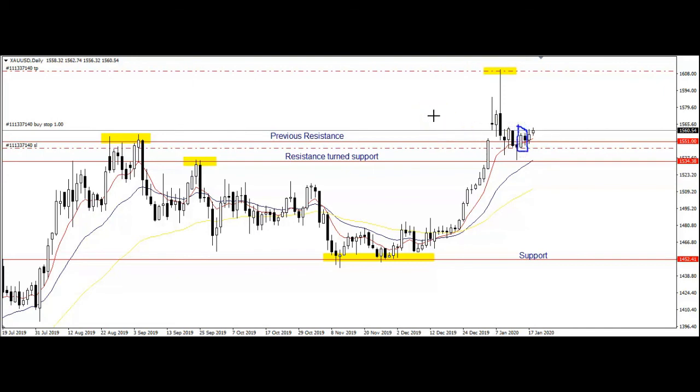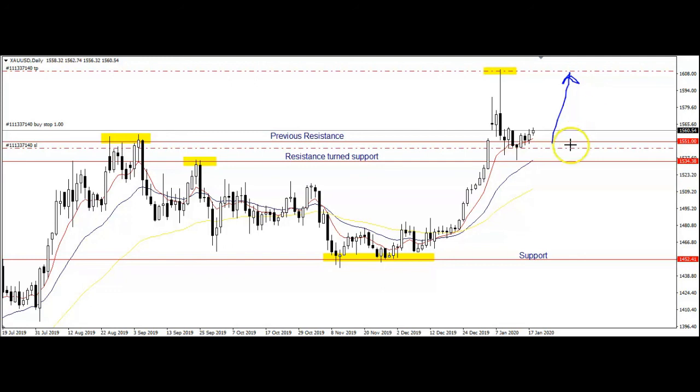So from a price action point of view, I see no reason why this won't continue on its merry way, retargeting the recent high of around the 1610 area here, or even 1620. There's not a lot of room to move, but there is a 1 to 2 plus risk to reward on offer here. So that's why we've entered the market.